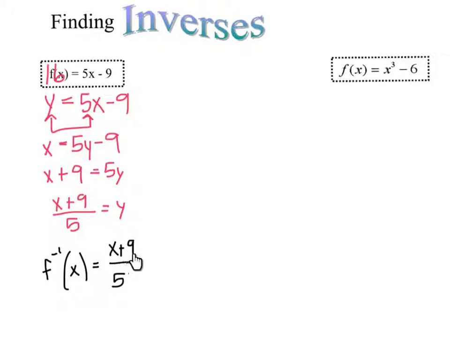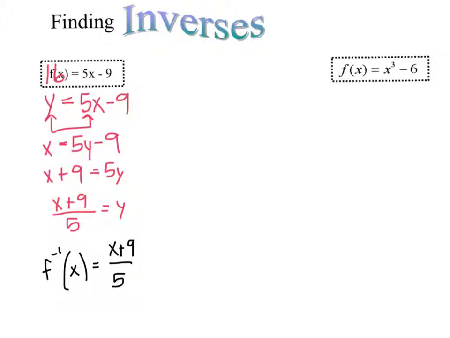16 plus 9 is 25, divided by 5 is 5. You can see 5 times 5 minus 9 is 16. So this is a function for when you know what x is and you want to know y. This is the function for when you know y and want to know x. Okay, let's do another example.